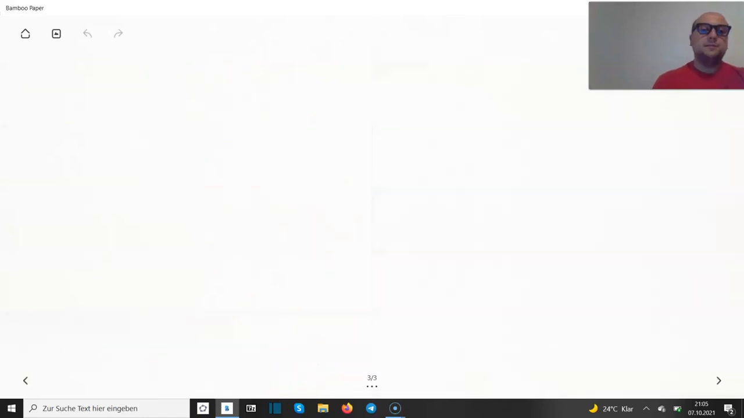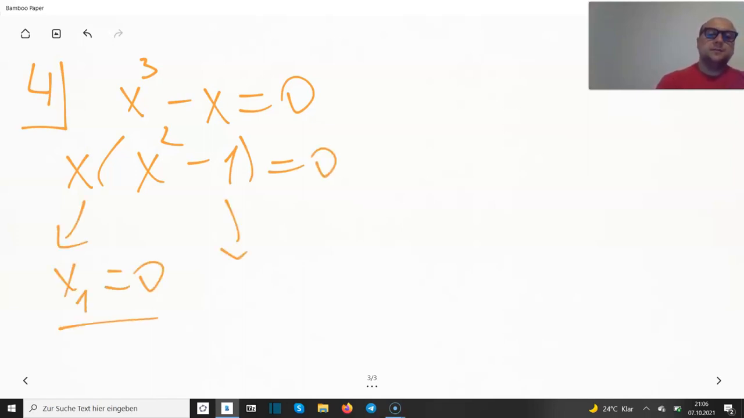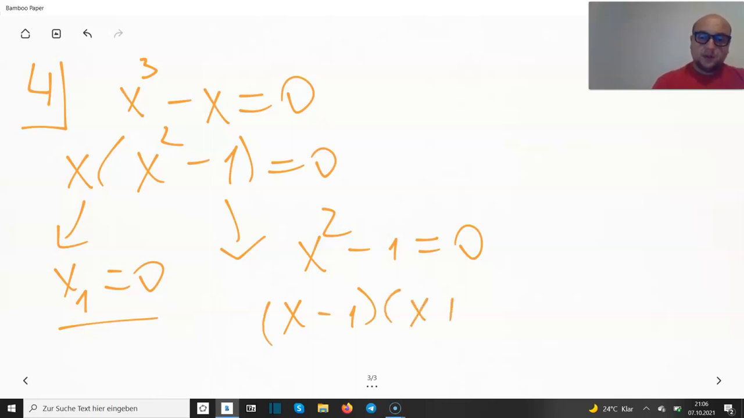Let's move on. Number 4. What do we have here? Well, the 4th point is we could try to understand what are the 0 points. So x cubed minus x equals 0. Take x out, you get x times x squared minus 1 equal to 0. So x1 is already 0. Here we got x squared minus 1 equal to 0. And I just prefer to use the binomial formulas wherever it is applicable or possible.